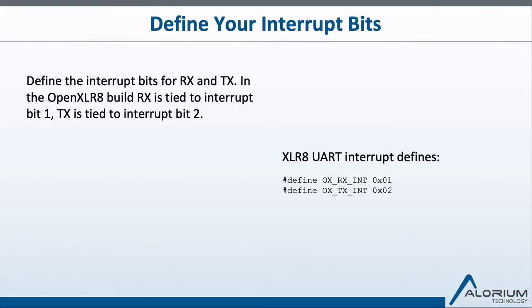First you want to define your interrupt bits. I'm defining the interrupt bits for the RX and TX interrupt. In the OpenXLR8 build that we have, the RX is tied to interrupt bit 1 and the TX is tied to interrupt bit 2. So down here, the UART interrupt defines are going to just look like this. I've just set up an OpenXLR8 RX interrupt on bit 1 and an OpenXLR8 TX interrupt on bit 2.